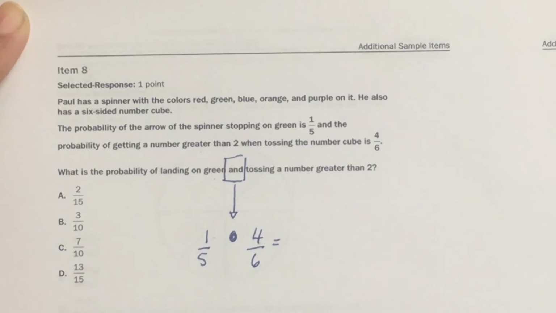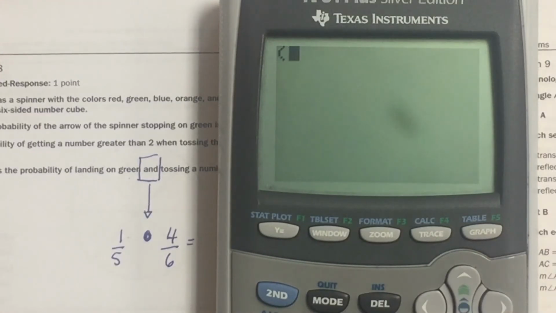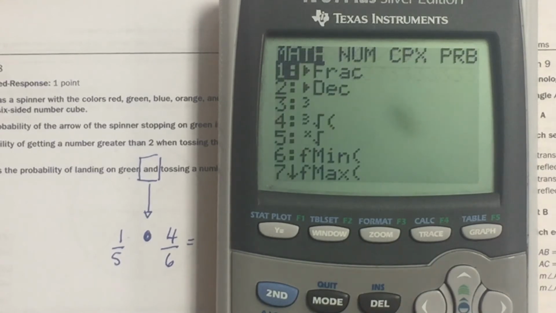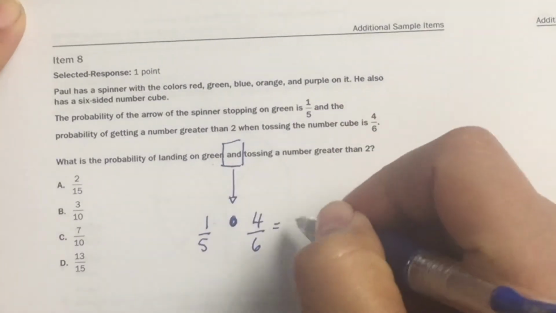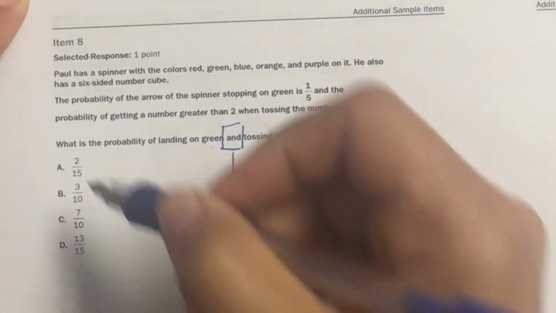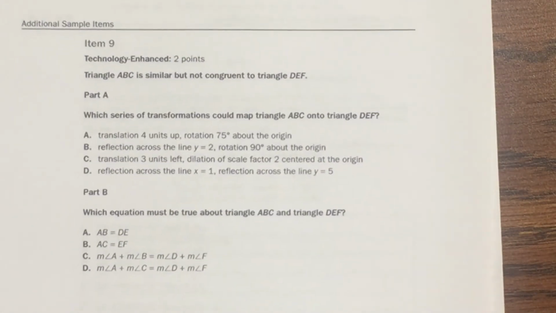Put that in a calculator. So 1 divided by 5 times 4 divided by 6. And then if you do math, enter, it'll give you a fraction back, so 2/15. If you don't have a calculator that does that, you can just plug in all of these and see which one gives you the same decimal. All right, number 9.